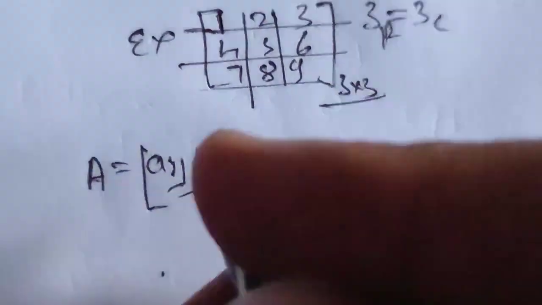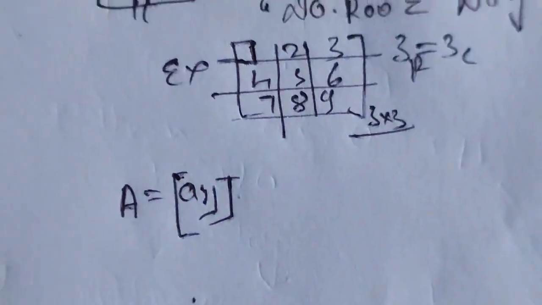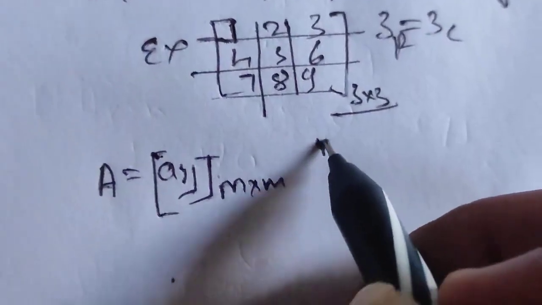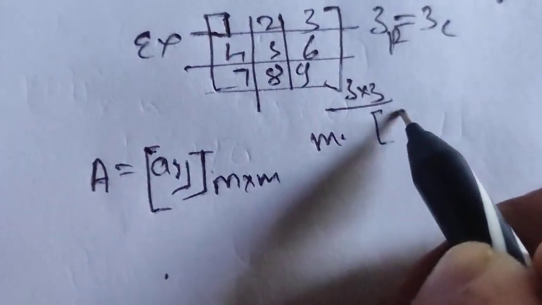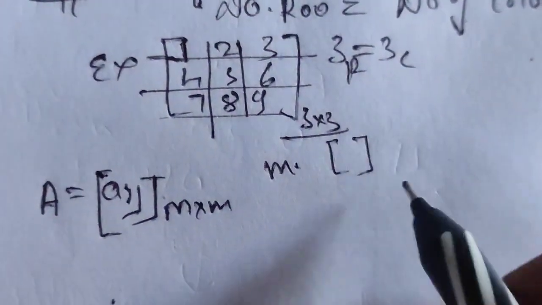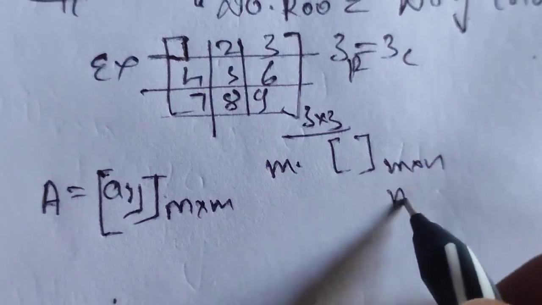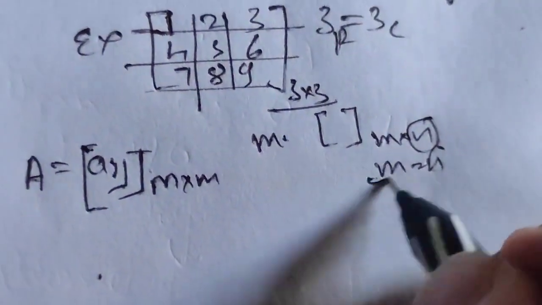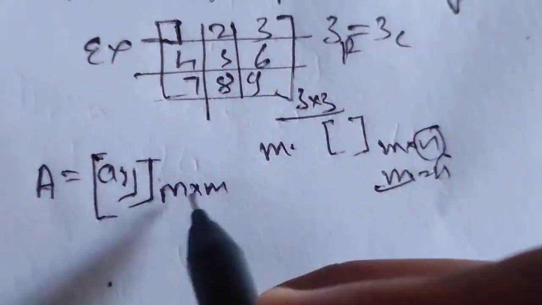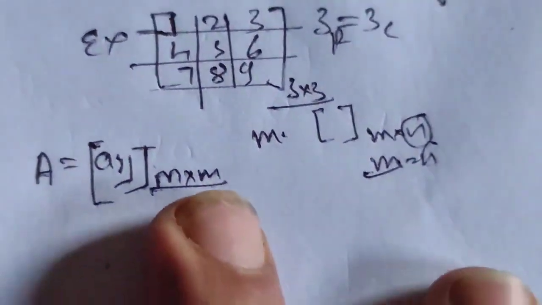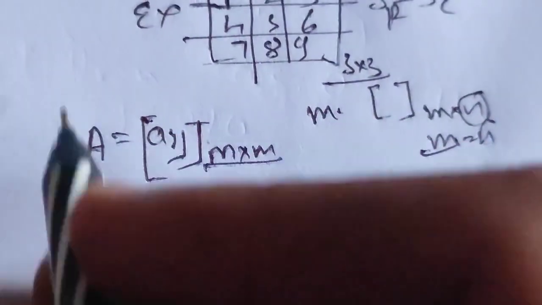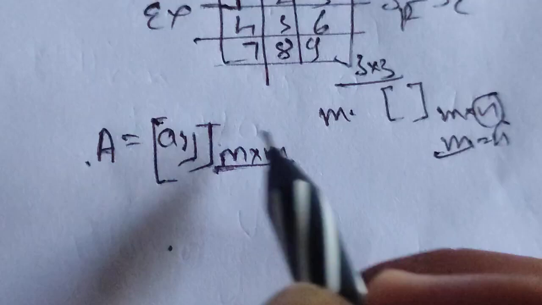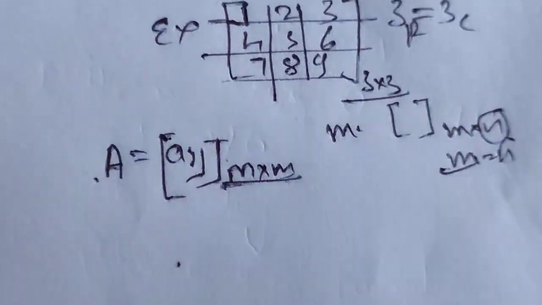This is our matrix. Now, generally any matrix is written in the form M cross N. So if M is equal to N, we write N in place of M, so that's why we call it M cross M or N cross N. Overall it is square. This is called a square matrix, whose order is the same for rows and columns.